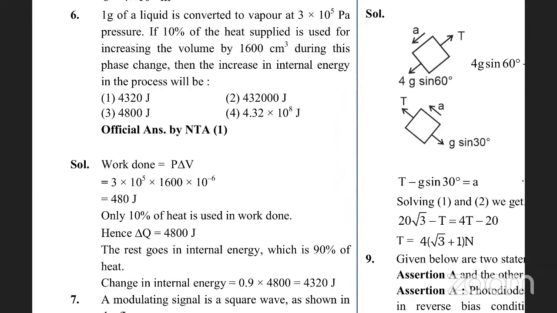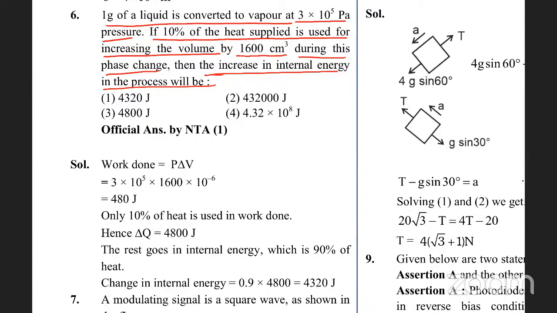Now look at the sixth question. 1 gram of a liquid is converted into vapor at the pressure 3 into 10 to the power of 5 pascals pressure. If 10% of heat supplied is used for increasing the volume by 1600 centimeter cube during the phase change, then find the increase in internal energy.